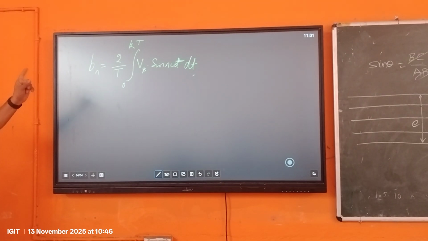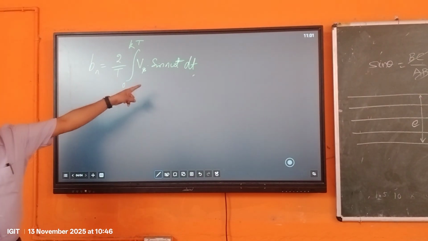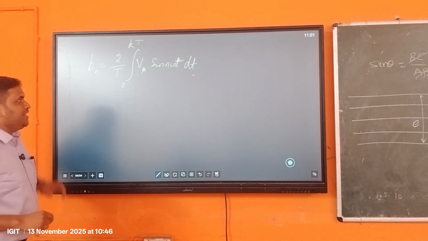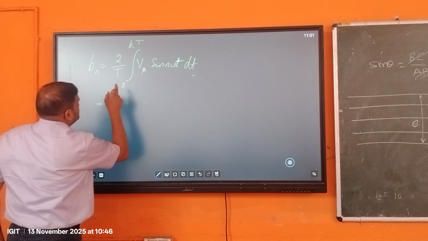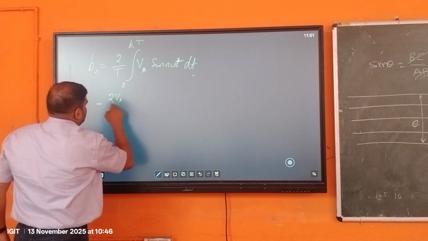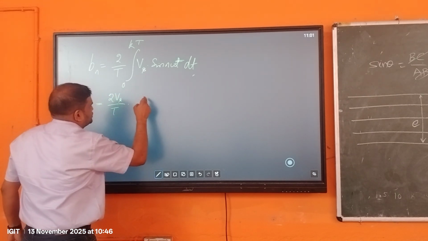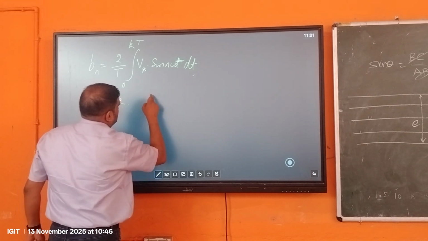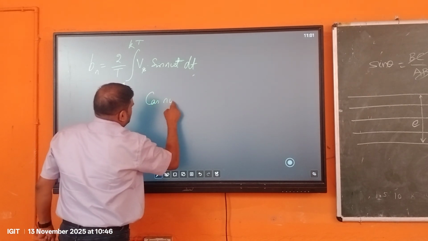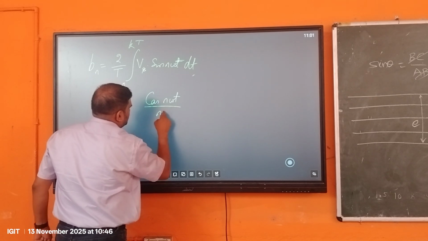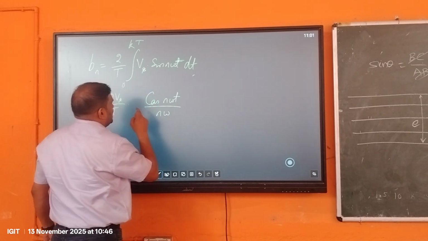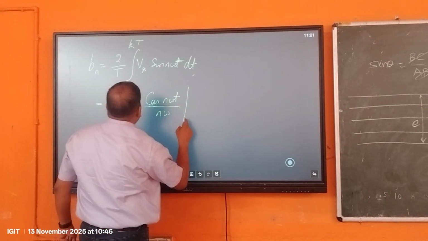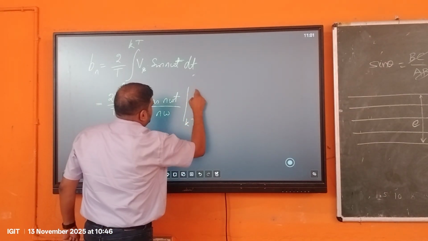Not to be confused with d omega t. If we had written d omega t, then this is 2 pi, that is also k times 2 pi. We are writing in terms of time only. So this is 2 Vs by T. Integration of this is cos n omega t divided by n omega, and a minus sign is there. So we can switch the limits, and here we can write kT and this one is 0, right?